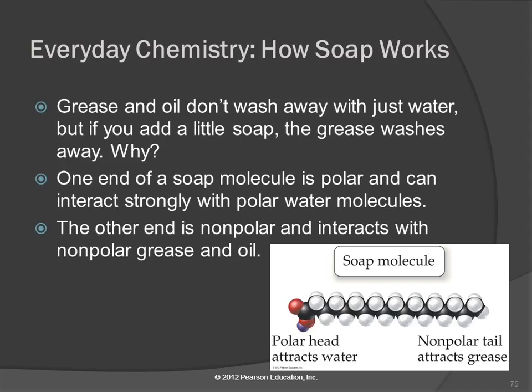If you get Crisco on your hands, there's no way that water is going to wash it off. You've got to get some soap involved. It's not a matter of you didn't wash enough. It just does not dissolve in the water.